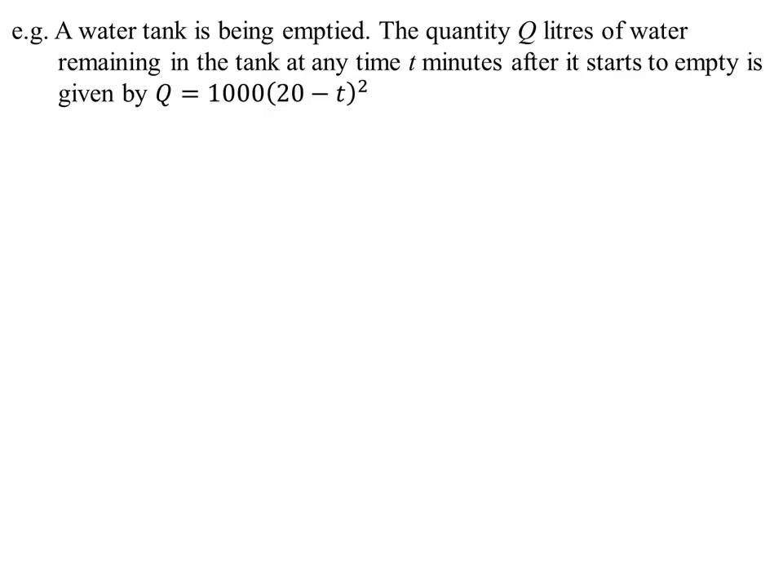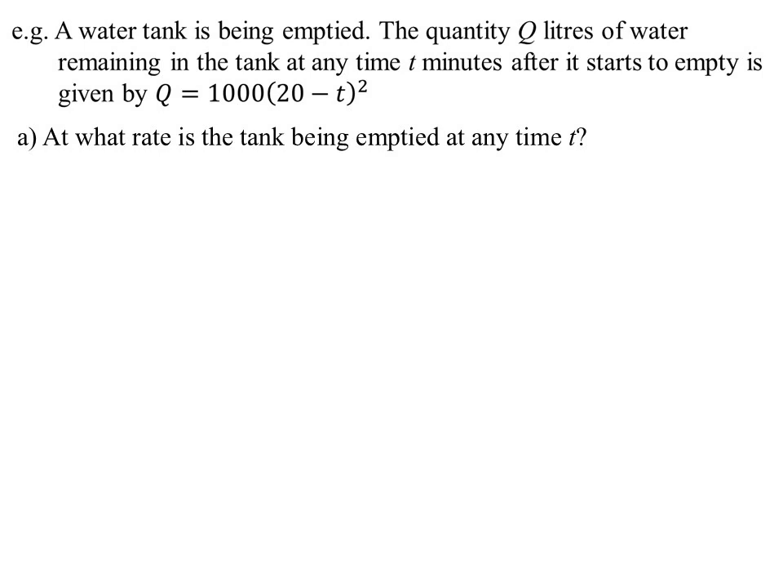Let's look at this question. So we have, how appropriate with all the rain coming down, a water tank is being emptied. There's Q litres of water in our tank. The volume is given by Q equals 1020 minus T squared. So what's the rate of change of this?